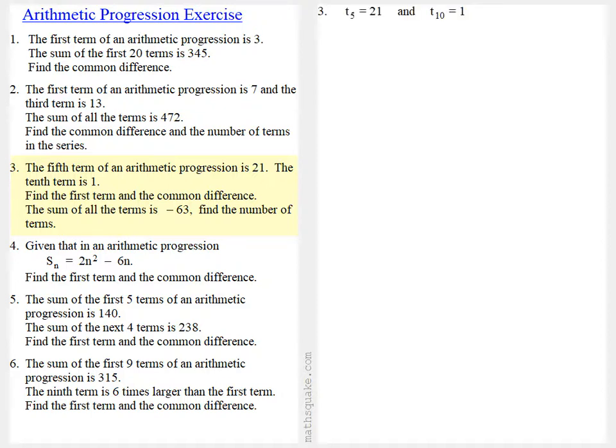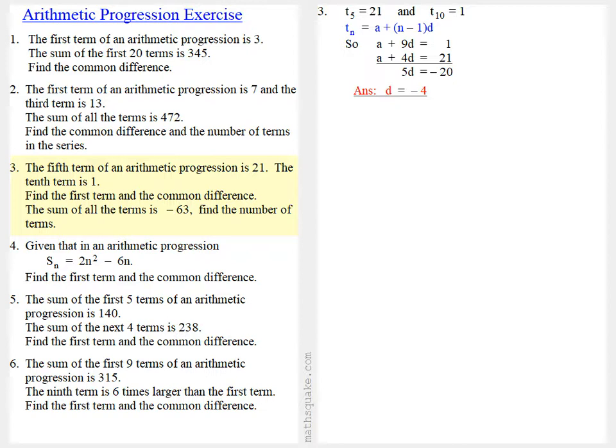Well, we're told T5 is 21 and T10 is 1. And we've got the formula Tn is equal to a plus n minus 1 times d. So substituting in 10 and 1, we get a plus 9d equals 1. And substituting in 5 and 21, we get a plus 4d equals 21. So if we subtract, we get 5d equals minus 20. In other words, d is equal to minus 4. So the common difference is minus 4.